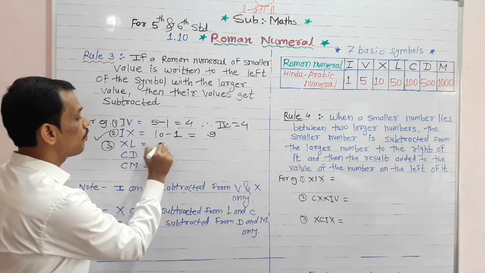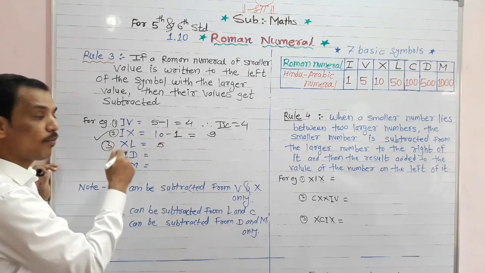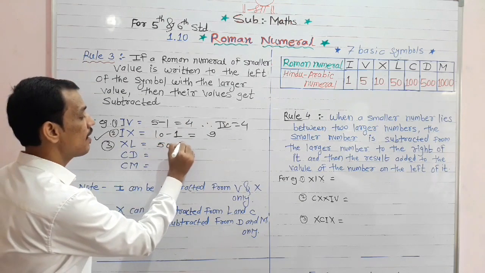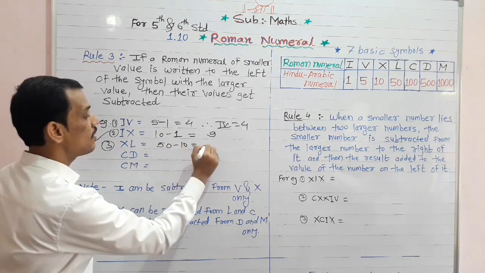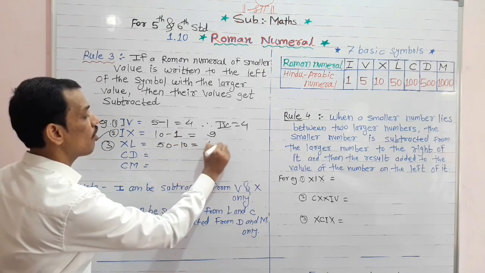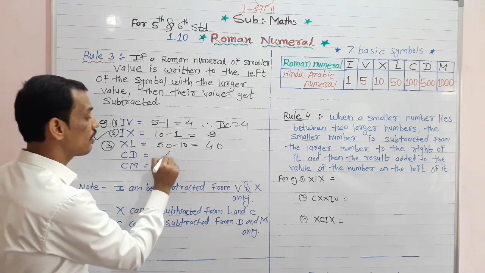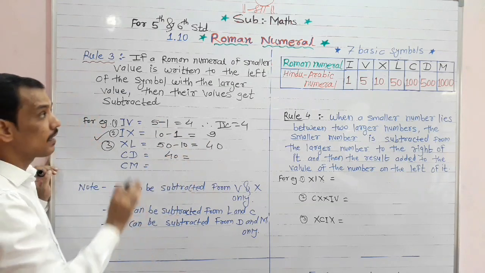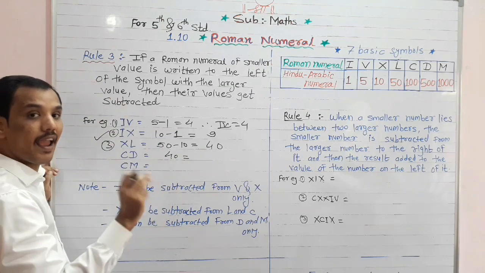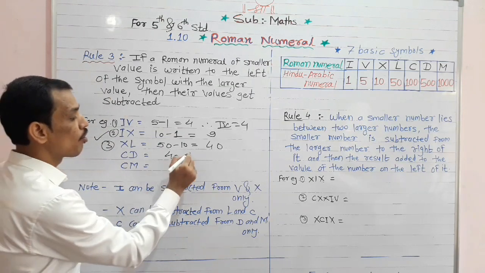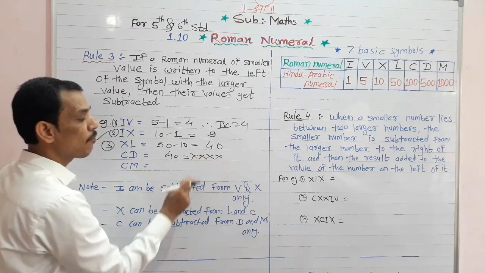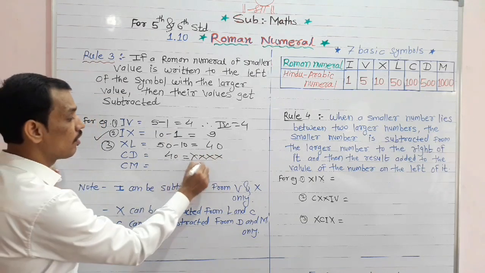That's why the smaller value comes to the left side of the bigger value. So 50 minus 10, and we are writing here the answer is 40. For the 40 we can write down XL. You don't write it like this for the 40. Some students make a mistake. They know that for 30 we write triple X, 3 times X. So for 40 they directly write 4 times X, but it is not good.